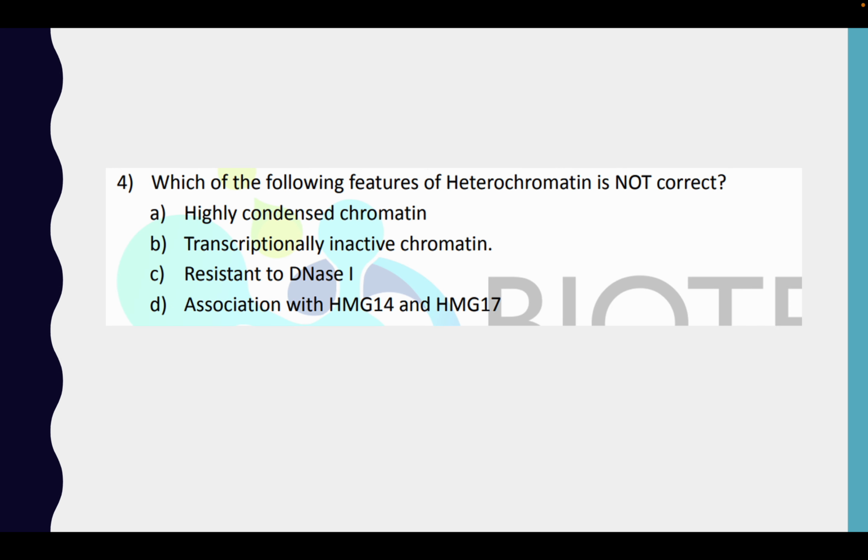Which of the following features of heterochromatin is not correct? Option D. What? Can you please repeat?